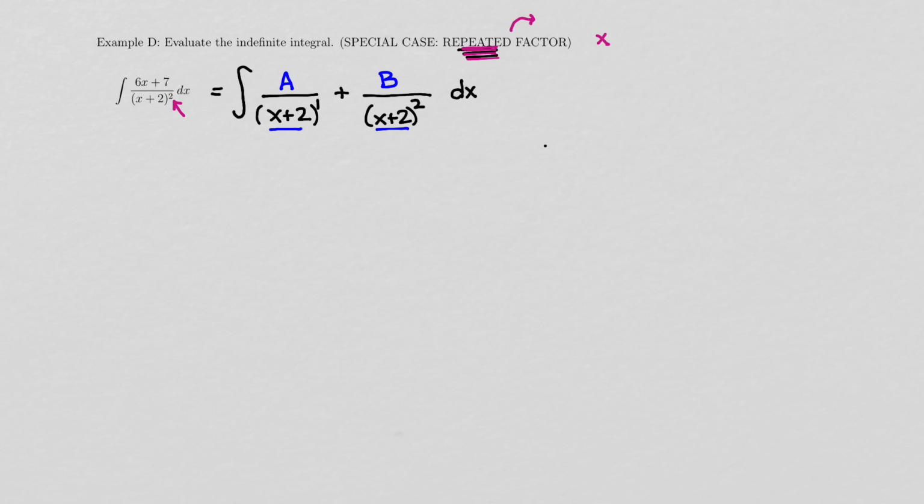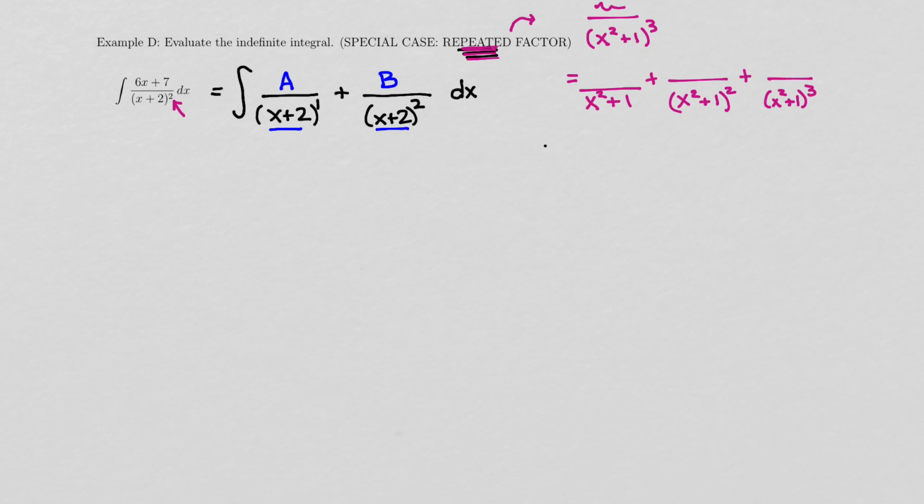Suppose I have x squared plus 1, and I have it to the third power. So let's just say that's what's on the bottom, okay? Something on the top, that's what's on the bottom, and I want to break this up. So this time I have x squared plus 1, then I would have x squared plus 1 squared, and then I would have x squared plus 1 to the third power.